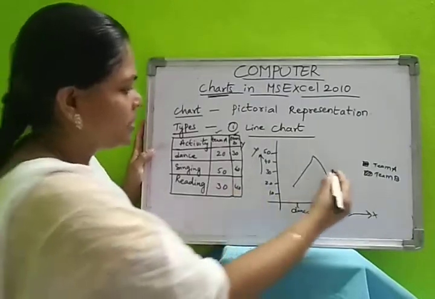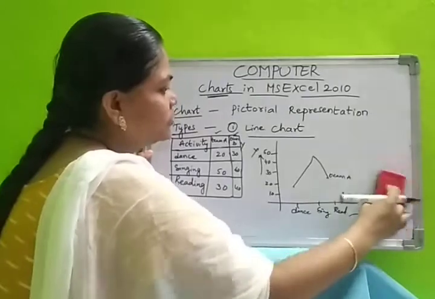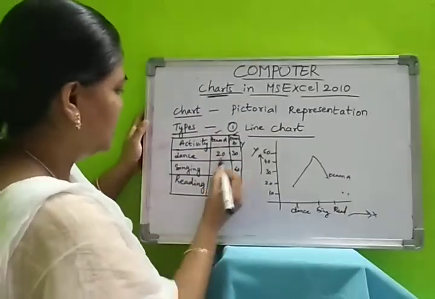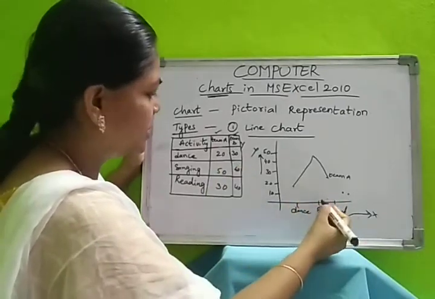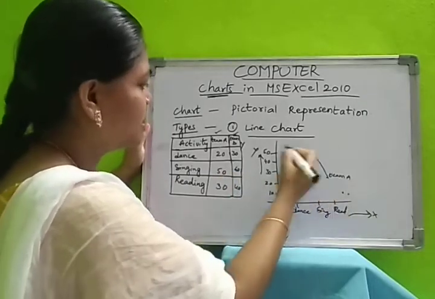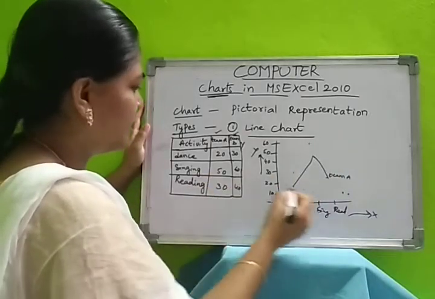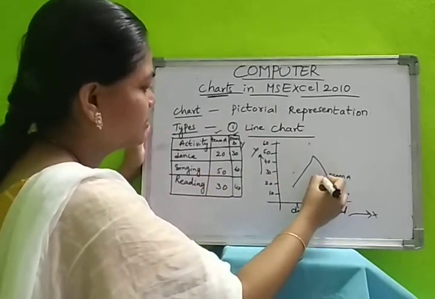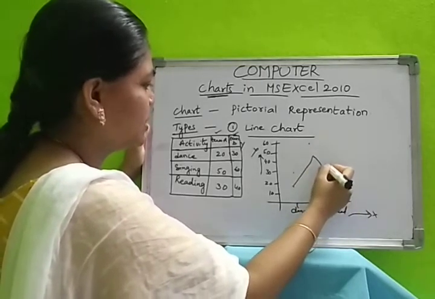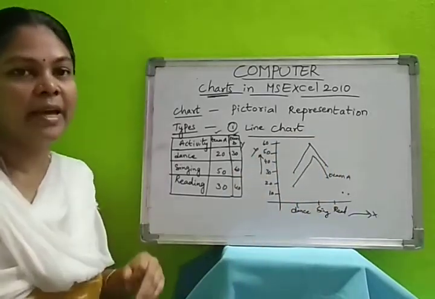And one more, team B. This is for team A. Okay, this is for team A. And one more, we will use next here for team B. Their dance is 30 members. Singing is 60 members. Here we will give 60 members, and reading is 40 members. So this line comes like this. Okay. This is the line chart.